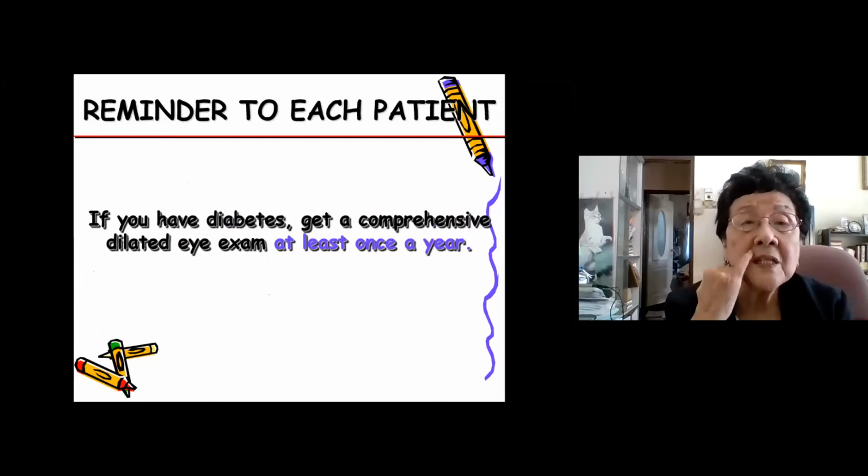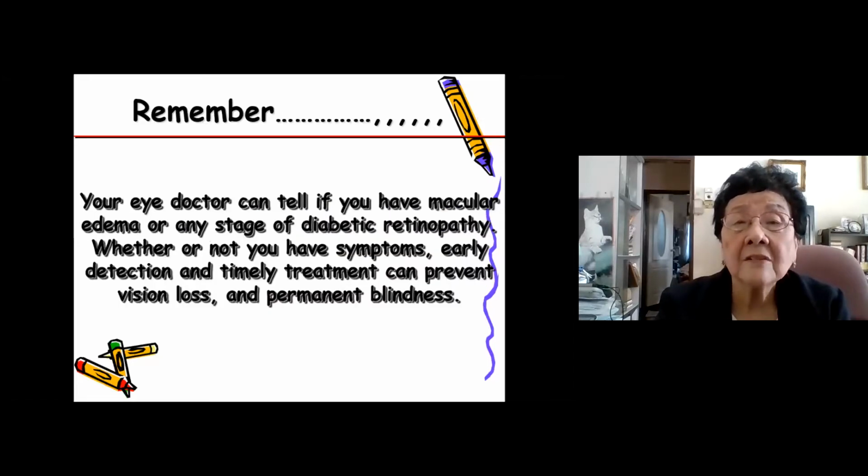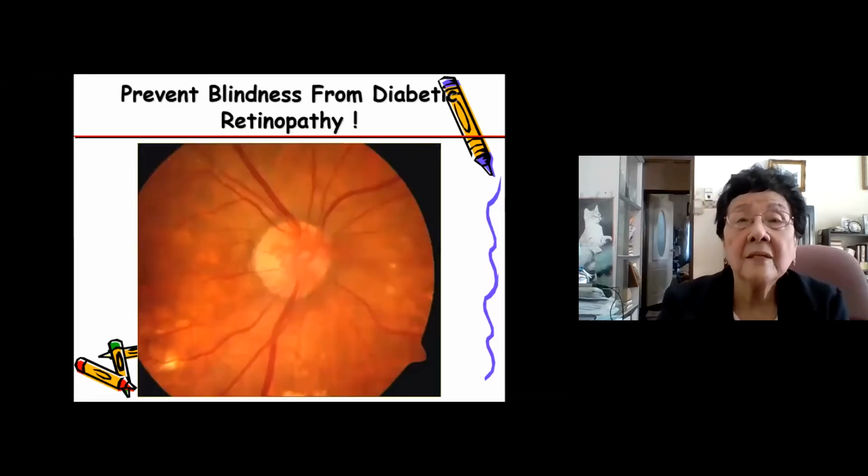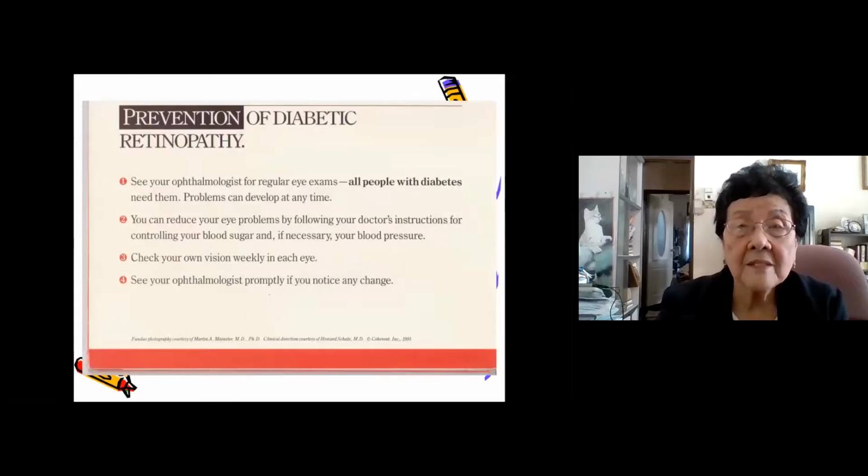So the reminder to each patient is, if you have diabetes, get a comprehensive dilated eye exam at least once a year. And your eye doctor can tell if you have macular edema or any stage of diabetic retinopathy. Whether or not you have symptoms, detection and timely treatment can prevent your vision loss and prevent permanent blindness. Prevent blindness from diabetic retinopathy.